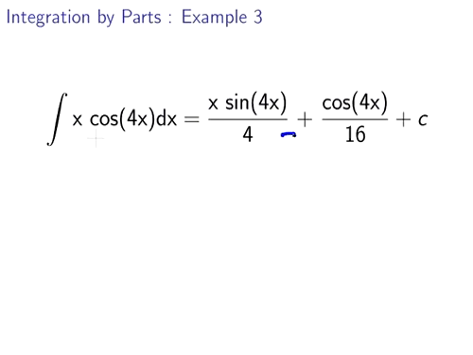Just be mindful of the fact we had minus by minus, which turns into a plus. So minus times that, we have the plus. Two minuses become a plus. So at the end also we put in our constant of integration there at the end. So that's the final answer.